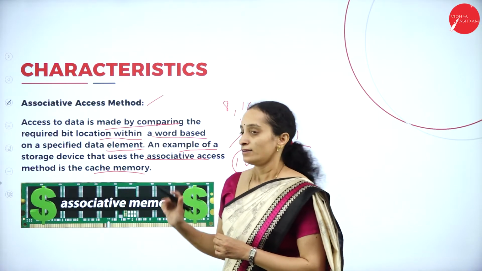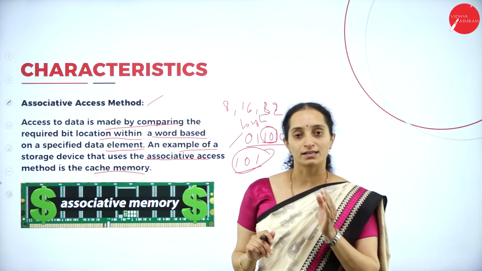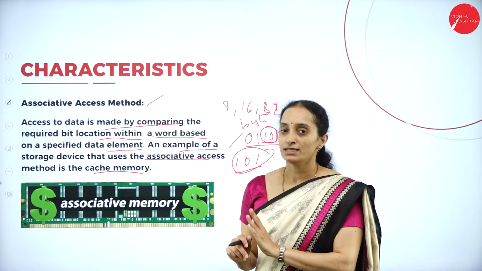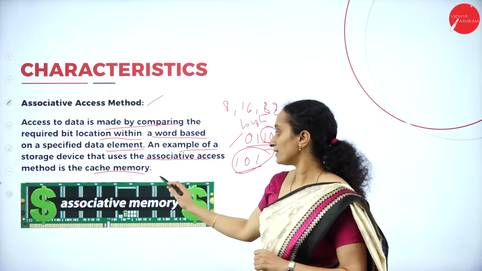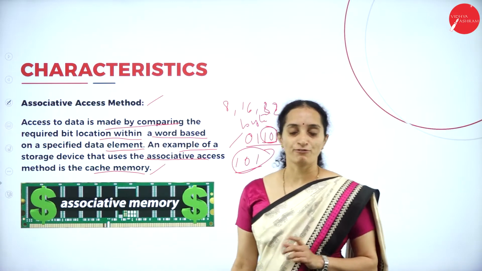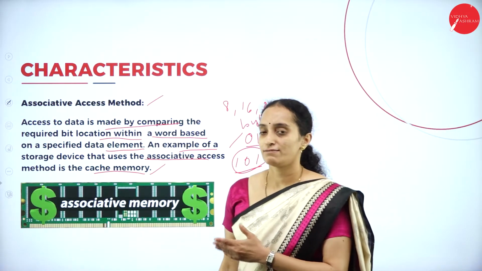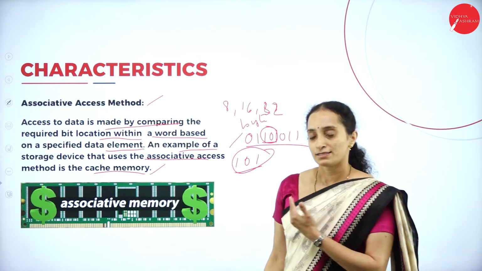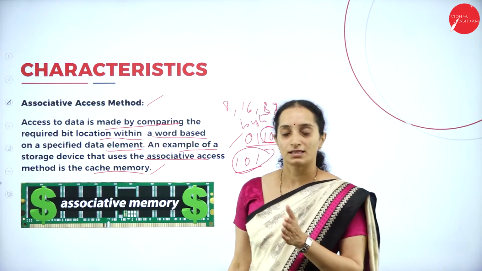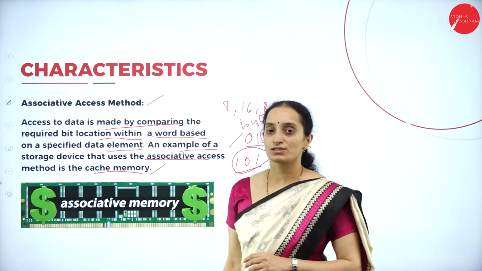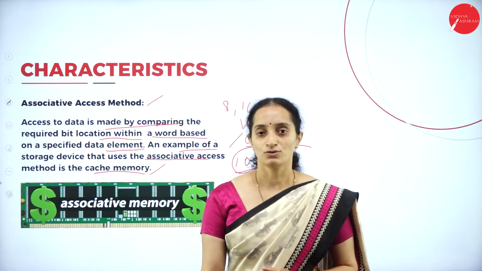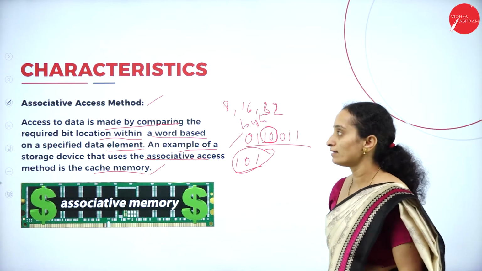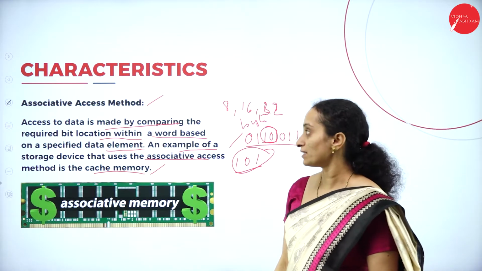One thing is, it needs to have the address location previously specified in the associative access method. This is the fourth type of access method, but it is very rarely used. Only sometimes is cache memory accessed using the associative method, or else the random access method is usually used. Okay, these are the access methods.